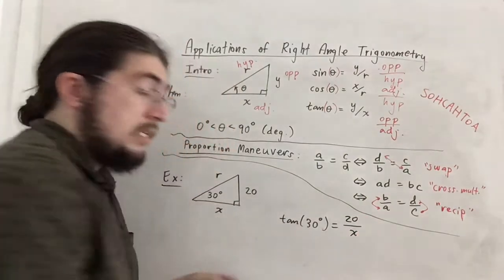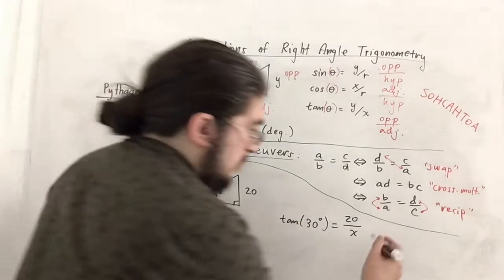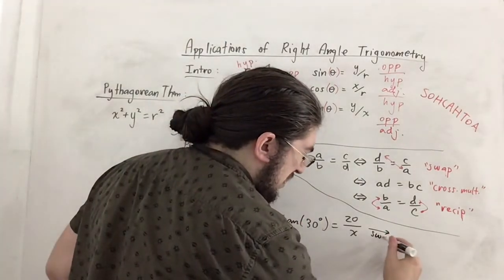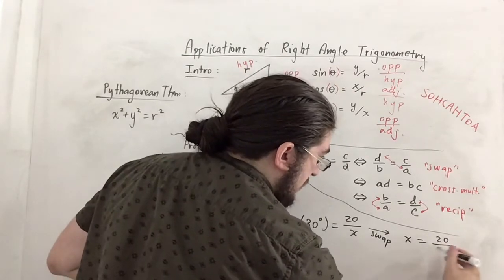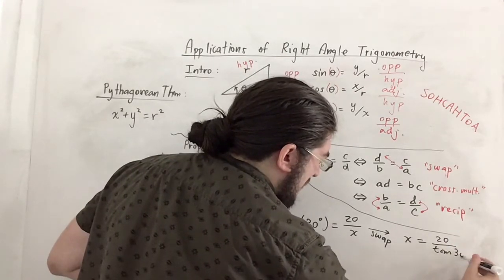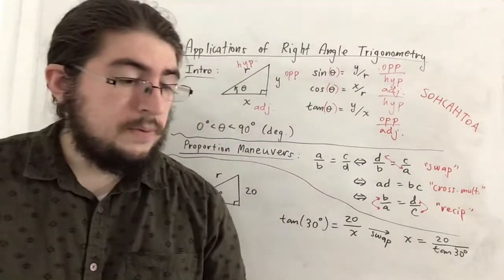Now remember, we want to solve for x, so we can perform a swap here. So if we swap, then we get x is equal to 20 over tangent of 30. And notice here I'm not writing the parentheses. So now I'm going to use my calculator.